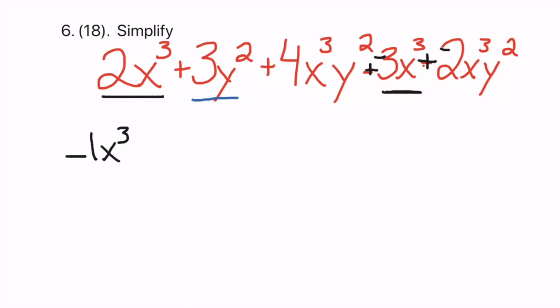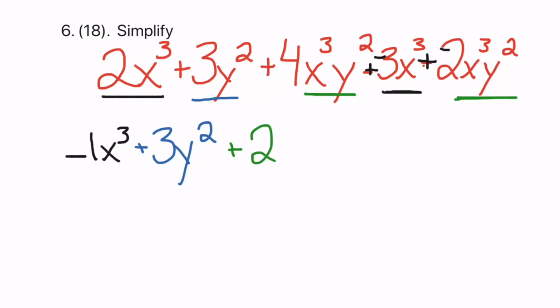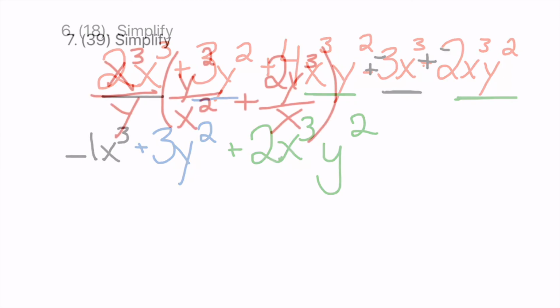Then I go and look at my next term. It's y squared. Notice that there aren't any other y squareds, so there's nothing to combine it with, so it just stays 3y squared. Next, I have this x cubed y squared, which is the same as right here, so those can be combined. So it's 4 plus a negative 2, so that becomes plus 2x cubed y squared.